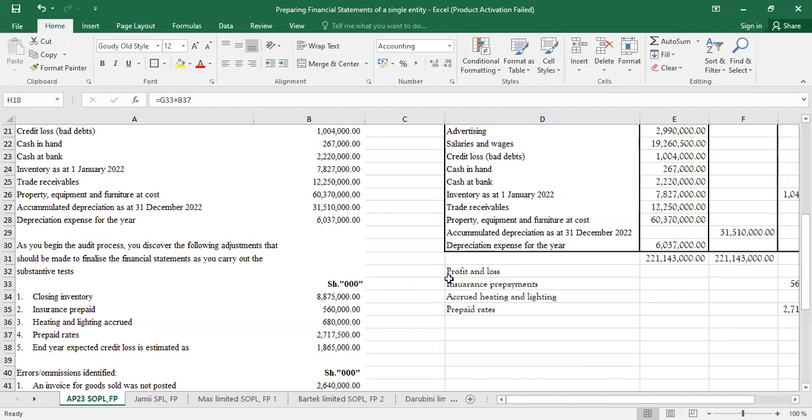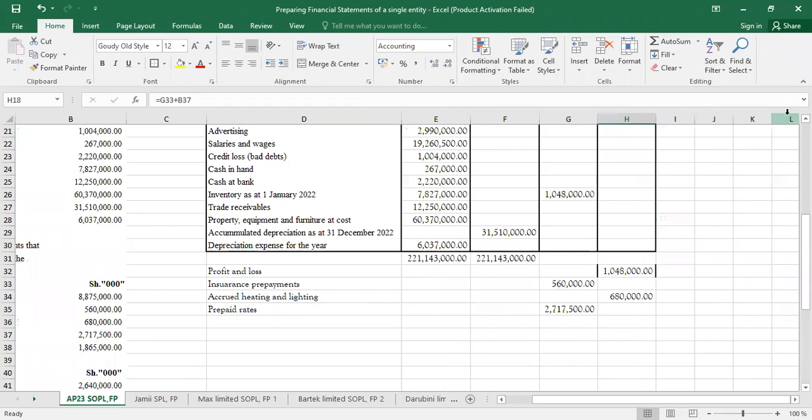We've been told that the expected credit loss is estimated as 1865. Remember, this expected credit loss, in other terms that you know, is called the allowance for doubtful debts. Like you're expecting a certain credit loss. So this one is an allowance for doubtful debts, and it was in the trial balance.